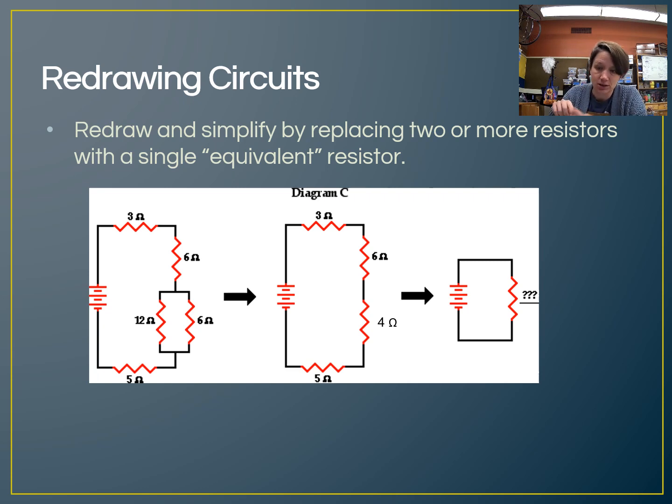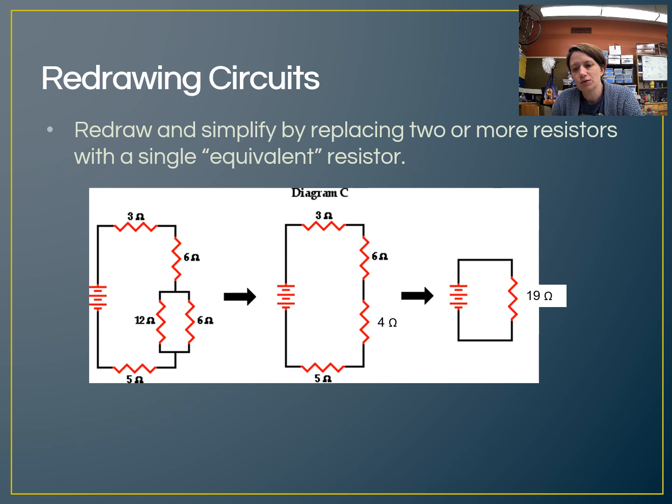Now I have a pure, simple series circuit, and I can imagine replacing all of those resistors with a single resistor with a single value. To find the value of that, of course, you just add up all of the resistances in series, and you end up with a 19 ohm resistor. So this final circuit is an equivalent resistance circuit to the original one.